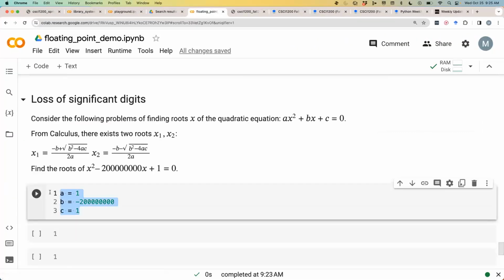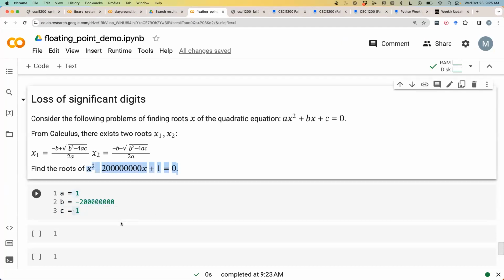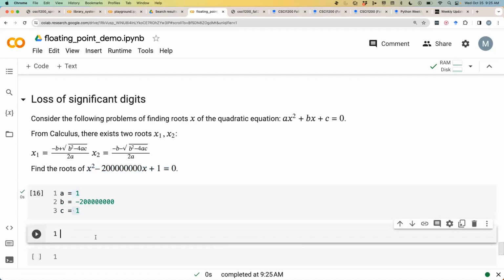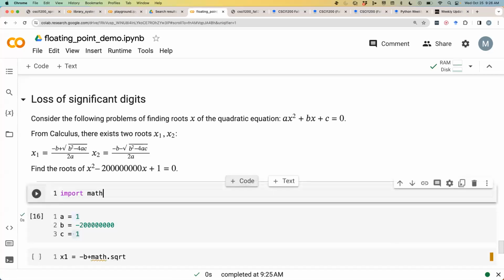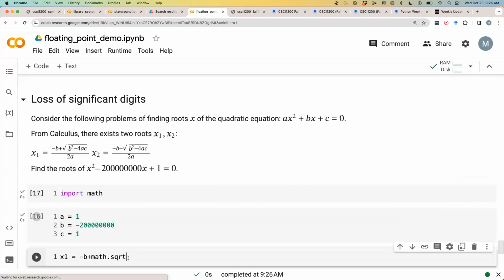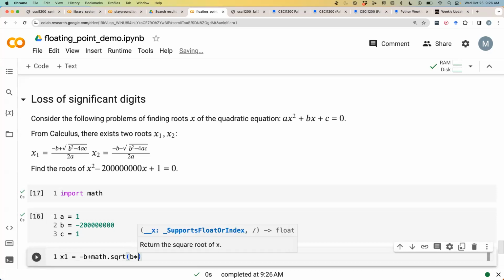Suppose we have a equals 1, b equals minus 2 times 10 to the power 8 (1, 2, 3, 4, 5, 6, 7, 8), and c equals 1 here. Now we want to find the root of this equation. So what is the root of this equation? x1 will be equal to minus b plus the square root. First we need to import that. If you want to use the library, you must make sure that you import it first. Square root of b to the power 2 minus 4 times a times c.